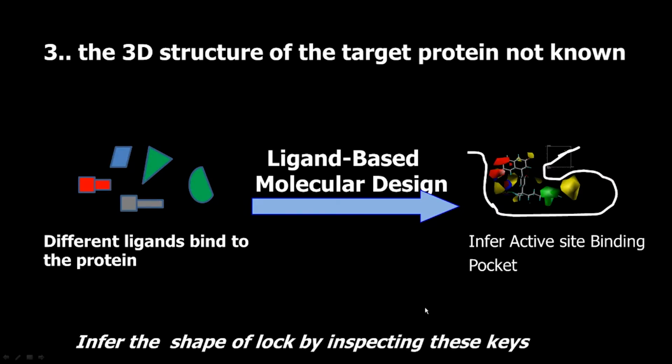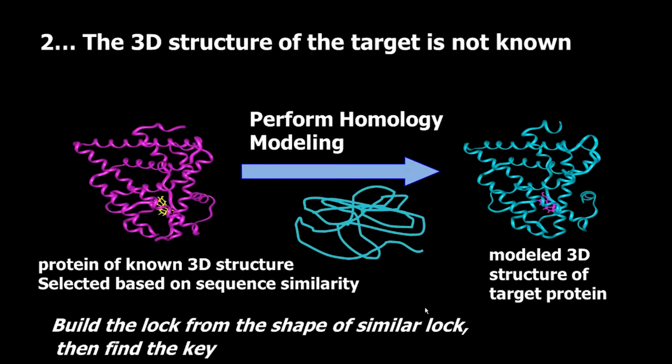So that could be another approach. So these are all different approaches one follows in target-based design. This approach is generally common. We may have the two-dimensional, amino acid sequence of the protein of our interest.